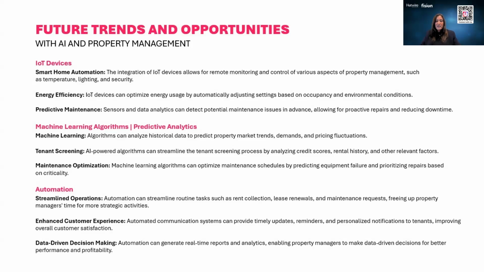tenant screening. You can actually streamline your tenant screening process. And in some properties, if you're in a rental property, I know we do get some people, you can analyze credit scores, rental history, and other relevant factors, and determine whether the tenant is eligible for leasing a unit. Maintenance optimization. I talked about machine learning algorithms and how you can optimize maintenance schedules by predicting equipment failure. Automation can streamline routine tasks such as rent collection, lease renewals, and enhancing your customer experience.